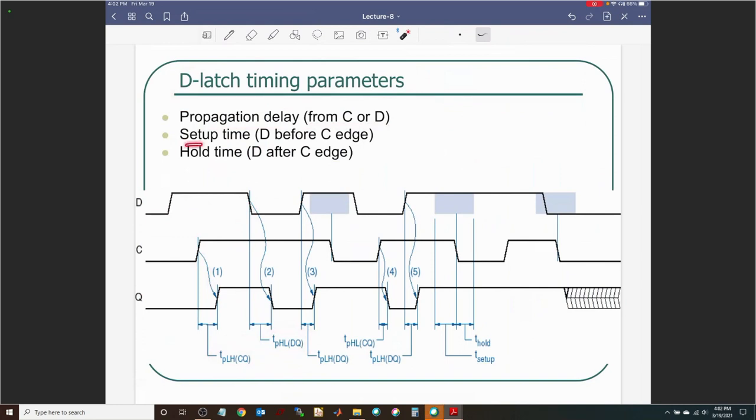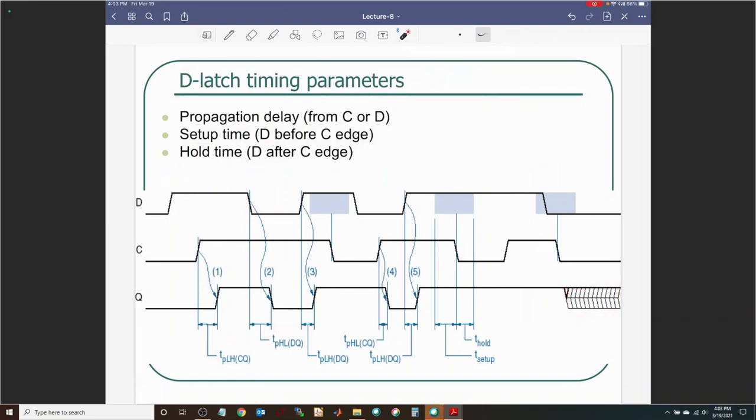But now we are adding two more timing constraints, which is you cannot change D input before or after there is a change in C, the edge of C. One is called setup time and the other is called hold time. If you break those conditions, it is like breaking the minimum pulse width requirement for the SR latch, which ends up in metastability in the output Q.